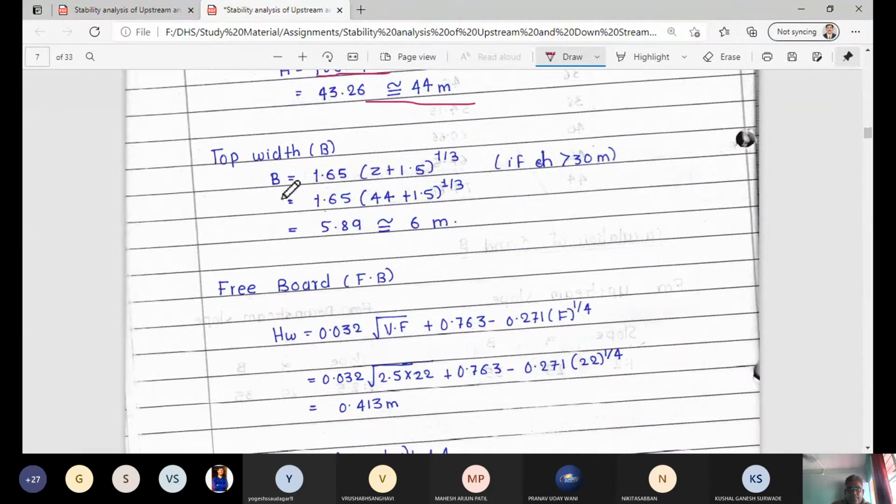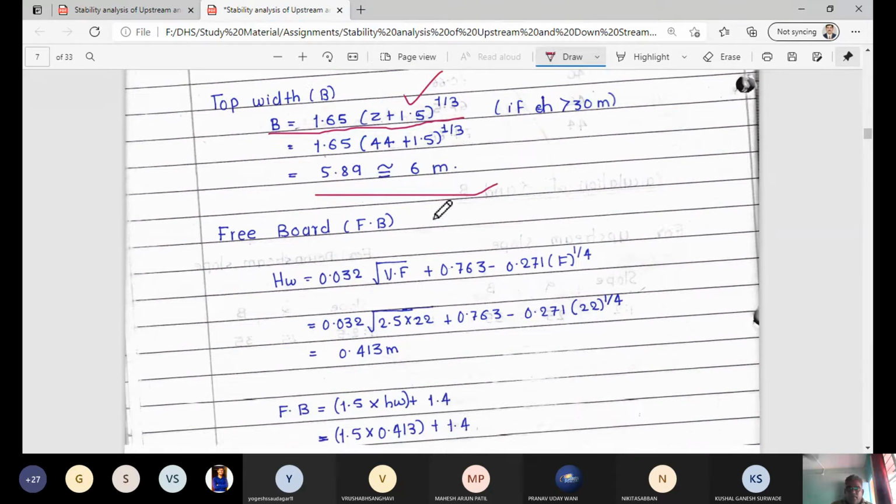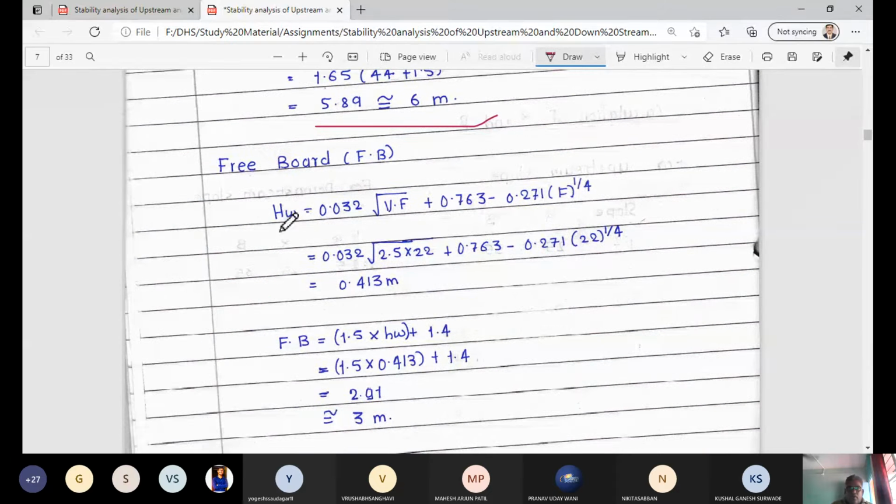And top width, so please remember this formula. Top width of the earthen dam is found by using this equation. B is equal to 1.65 into (Z plus 1.5) raised to 1/3. If the height of the dam is greater than 30 meter, at that time you have to utilize this equation for the top width. Then substituting all these values, Z is effective Z, that is 44 meter plus 1.5. Find out these values and the top width of this dam is now 6 meter. And freeboard, according to the fetch length, or as you call it, according to the wind velocity.